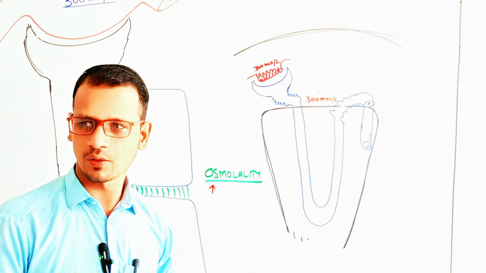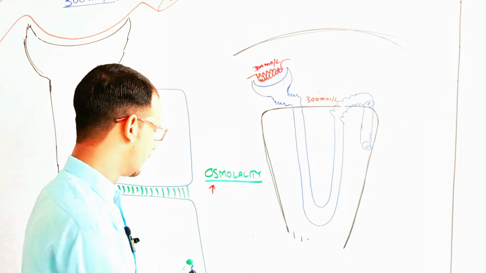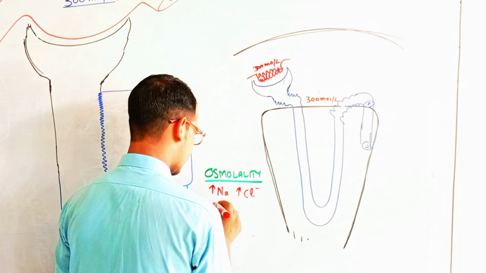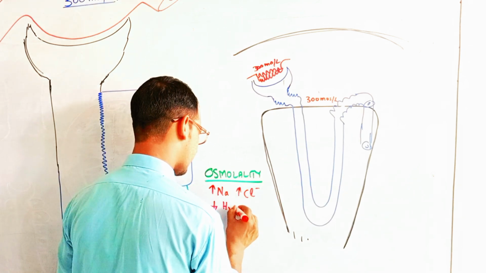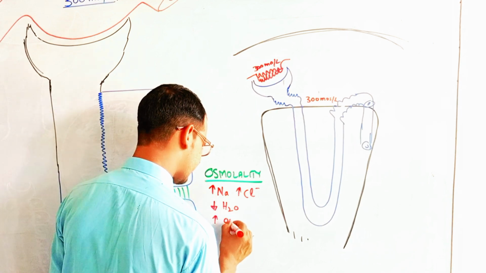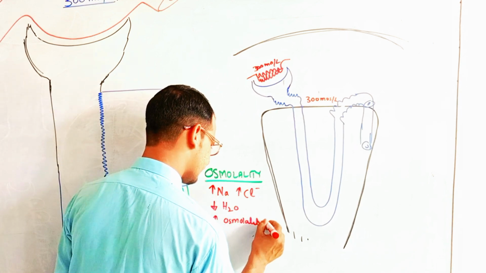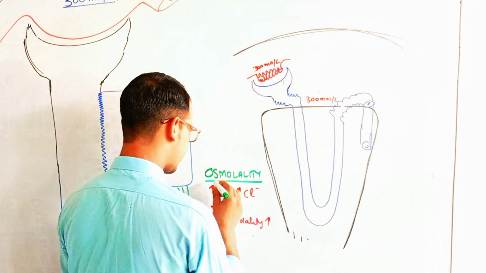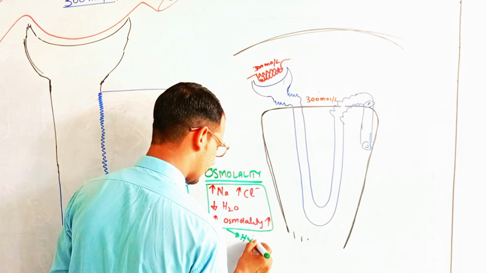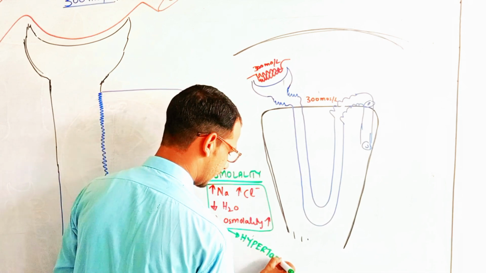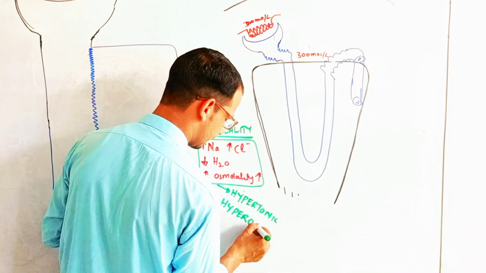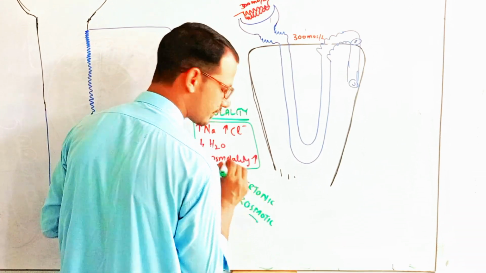When the solute concentration is high, what are the solutes mainly? Sodium and chloride. For example, high sodium and high chloride ions, and the water concentration will be low. It means that the osmolality is high, and this type of solution is called hypertonic, or hyperosmotic solution. This is the first type.